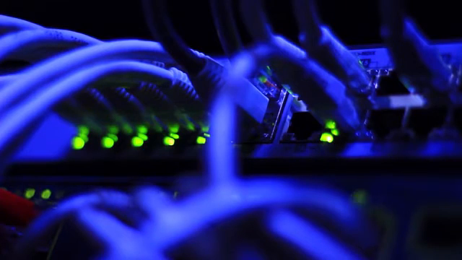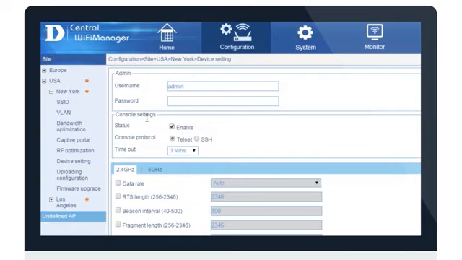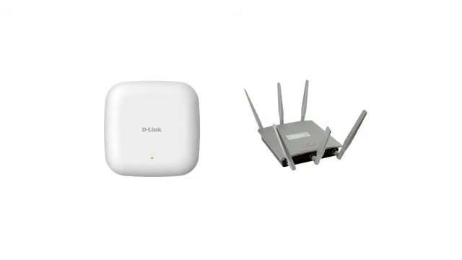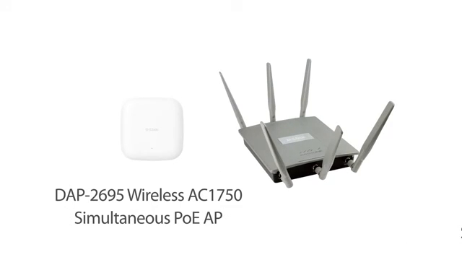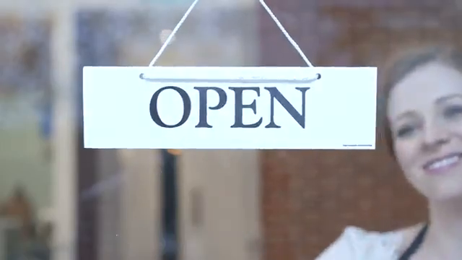Simplifying the network topology between the main and remote sites makes configuration and management of the wireless network easy, thanks to D-Link's intuitive and multilingual graphical user interface. With support for a range of our industry-leading access points, Central Wi-Fi Manager is the ideal solution for any situation. Whether using the new wireless AC DAP 2660 or the award-winning DAP 2695 access point, D-Link has the right combination of price and performance to meet the requirements of any business.